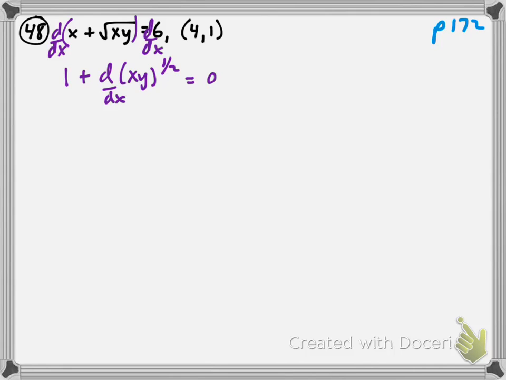It's easier for me to see it when I see it like this. So the derivative of something to the 1/2 power is 1/2 times that something to the -1/2 power, but then we have to multiply by the derivative of that something.